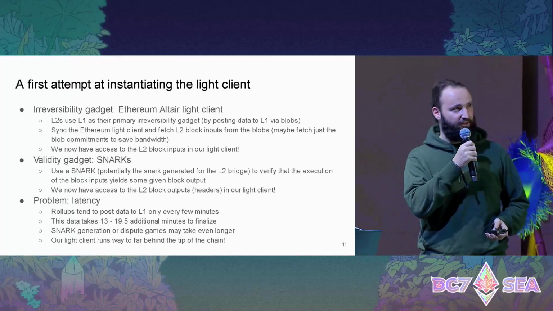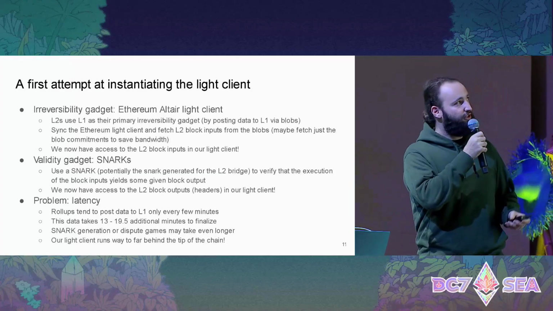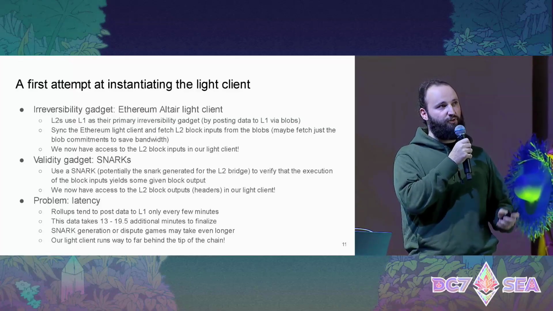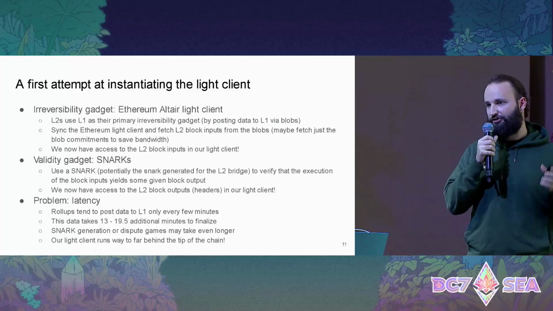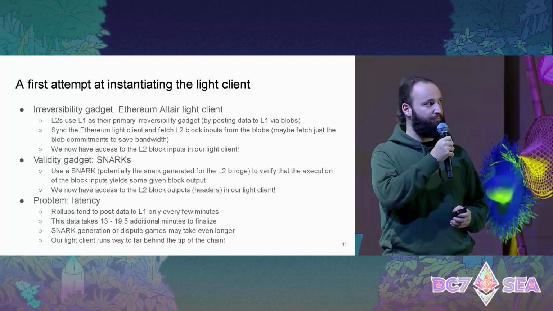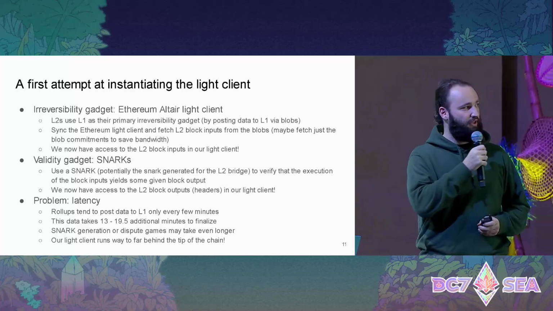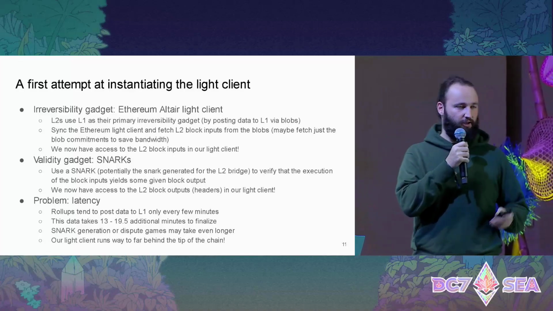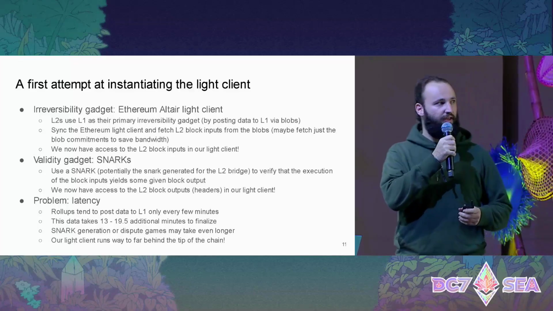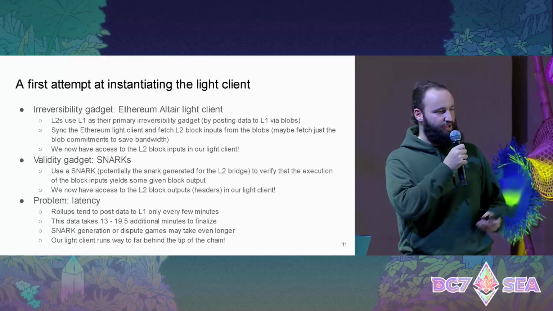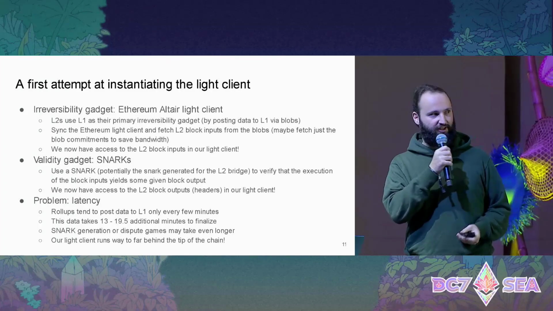But let's now instantiate a light client. To instantiate it, we're going to use, for our Irreversibility gadget, the Ethereum Altair light client. So we're going to sync a light client and read data off of Ethereum. And now we know the block inputs. For our Validity gadget, we're going to use a snark. It can potentially be a snark implemented by the bridge. And now when we execute a snark, we have an L2 light client.